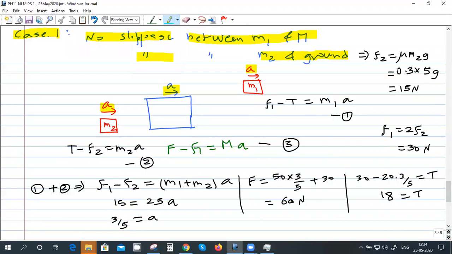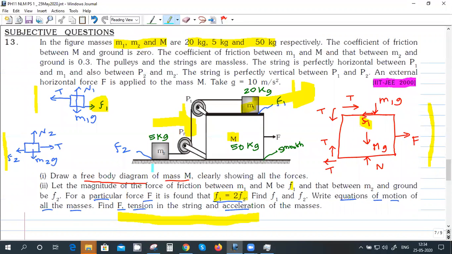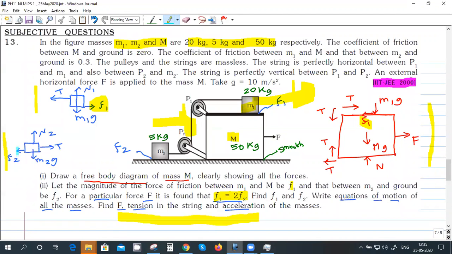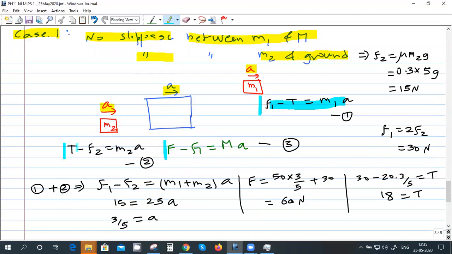After that you will get these three equations: 1, 2, and 3. These are the horizontal force equations. Here the horizontal force on M1 is F1 minus T. So F1 minus T is M1 into A. For M2, it's T minus F2. So T minus F2 is M2 A.